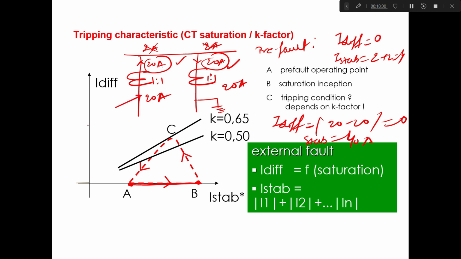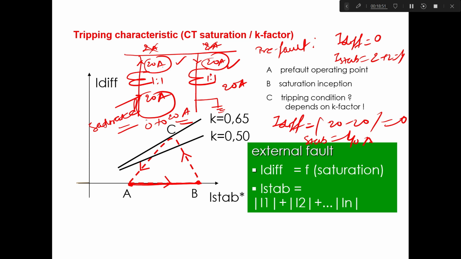So suppose this CT is now saturated. Once this CT is saturated, the secondary current will not be available to us as 20 ampere, but it can be anything from 0 to 20 ampere, depending upon the amount of saturation. If the CT is fully saturated, the current will be 0. If the CT is not saturated, the current will be 20.